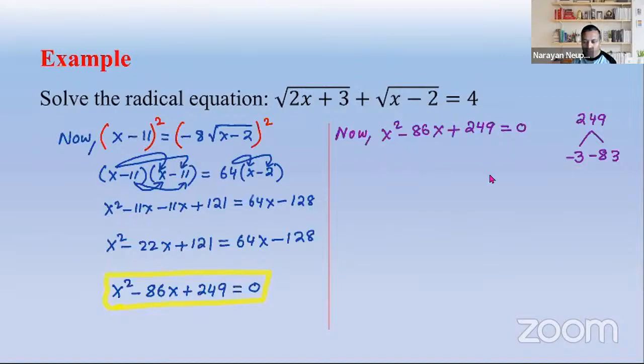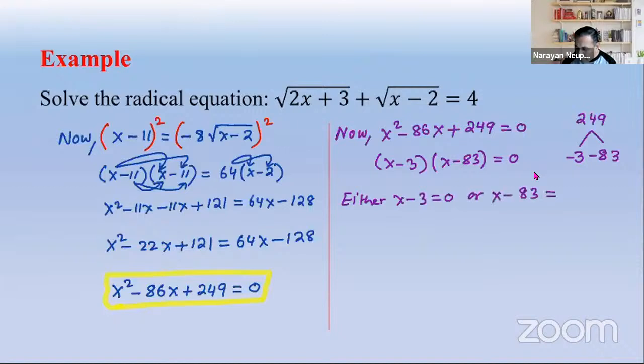So that means when you factor this, you get x minus 3 and x minus 83 equal to 0. So once you get two factors, if you use the zero product property, then either x minus 3 is 0 or x minus 83 is 0. And if you solve the first one by adding 3 on both sides, you'll get x equal to 3. Or here, if you add 83 on both sides, x equal to 83. So we get two values again.